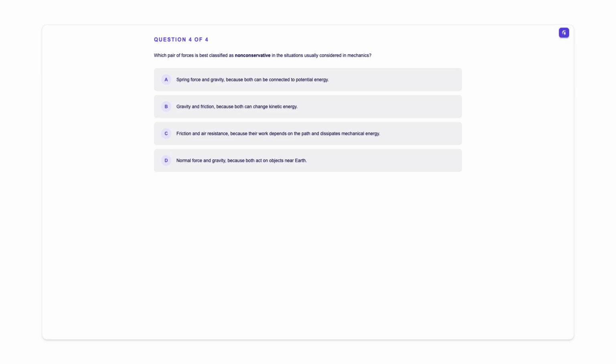Which pair of forces is best classified as non-conservative in the situations usually considered in mechanics?